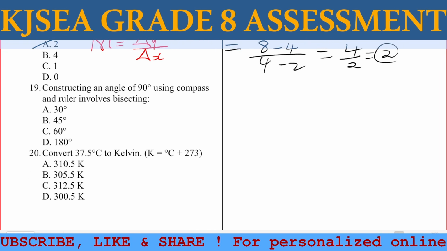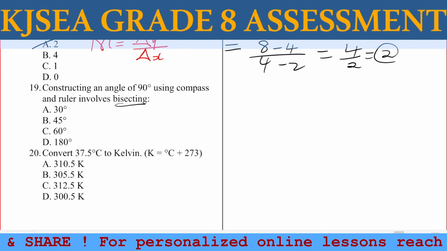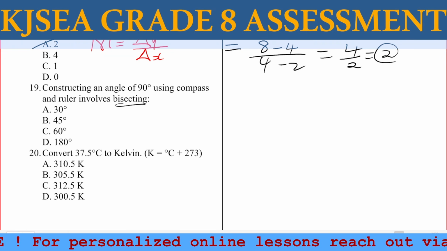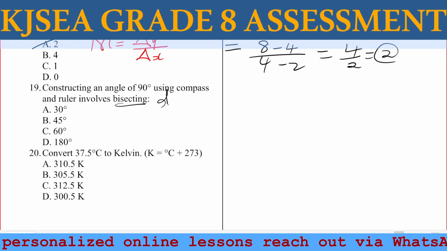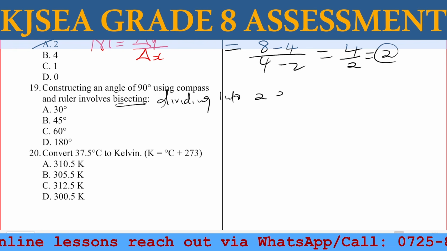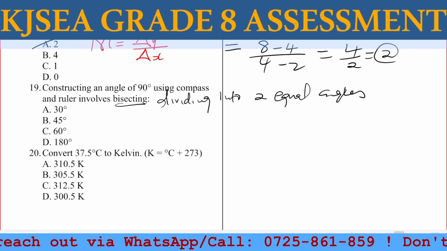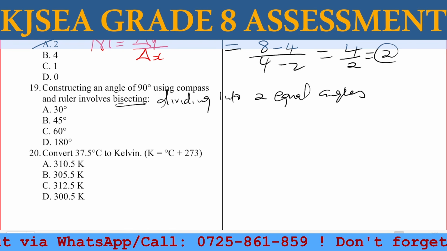Question 19. Constructing an angle of 90 degrees using compass and ruler involves bisecting. Bisecting, you have to understand what is the meaning of bisecting. Bisecting means dividing into 2 equal angles. That is what we mean by bisecting an angle, dividing the angle into 2 equal parts.